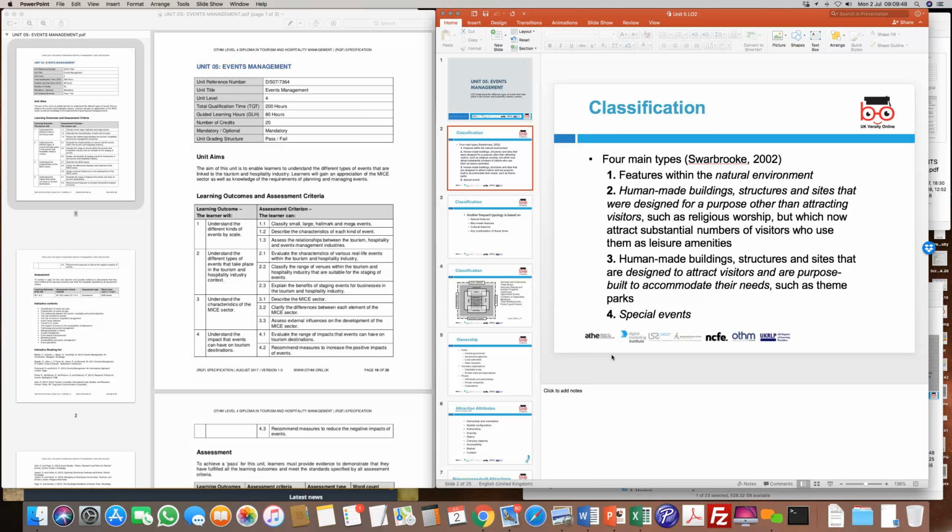So all these structures which are primarily man-made and are sites which attract a substantial number of visitors across the year, or in the calendar year, at some point of the year, they would be classed under this type. The third will be structures which are primarily created, with a slight differentiation between point 2 and 3.